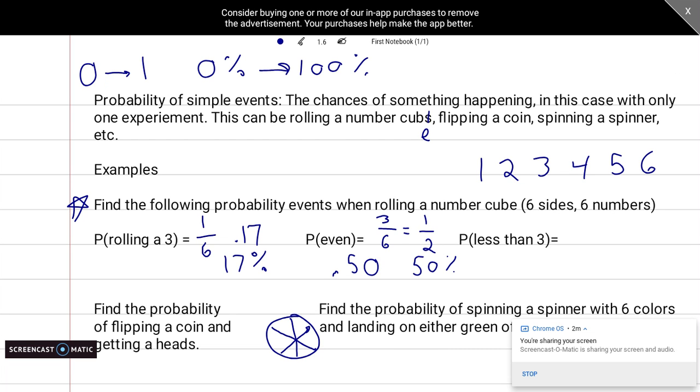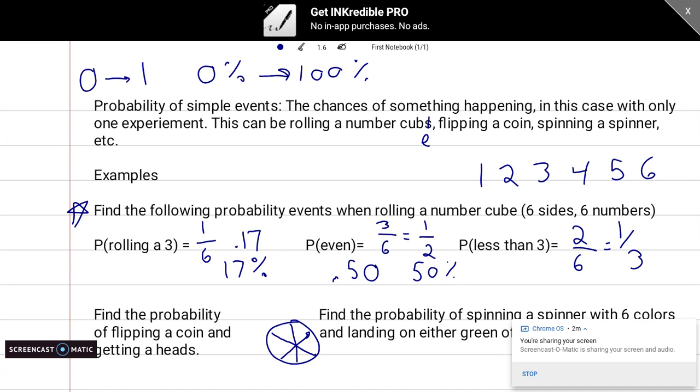You want to know the probability of getting a number less than 3. Well, 3 can't be less than 3, so we can't include that. 4, 5, and 6 are not less than 3. So our only options are 1 and 2. That's 2 different options out of a possible 6, reduce that to 1/3. If I wanted the decimal, all I had to do was divide 1 by 3 to get 0.33. And to get the percent, I move it over twice to get 33%.